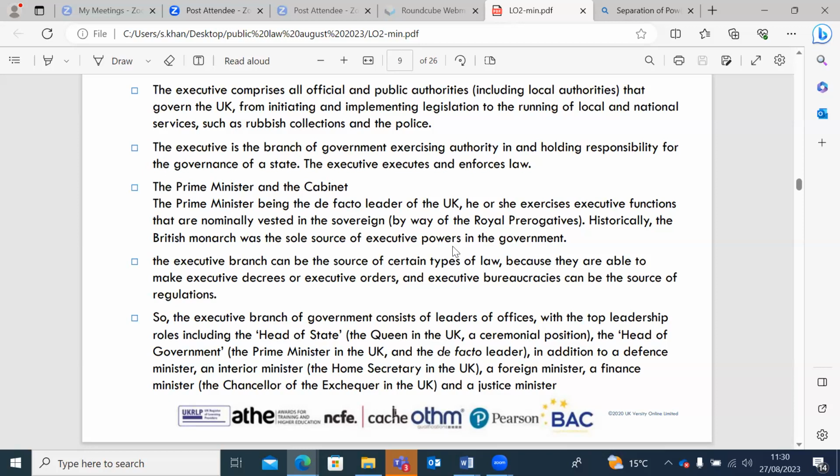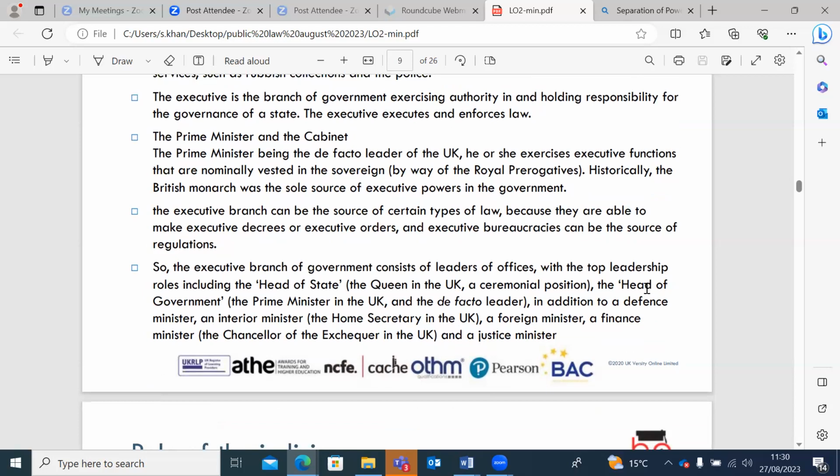The Prime Minister and the Cabinet, the Prime Minister being the de facto leader of the UK, exercises executive functions that are nominally vested in the sovereign by way of royal prerogatives. Historically, the British monarch was the sole source of executive powers in the government. The executive branch can be the source of certain types of law because they are able to make executive decrees or executive orders, and executive bureaucracies can be the source of regulations.